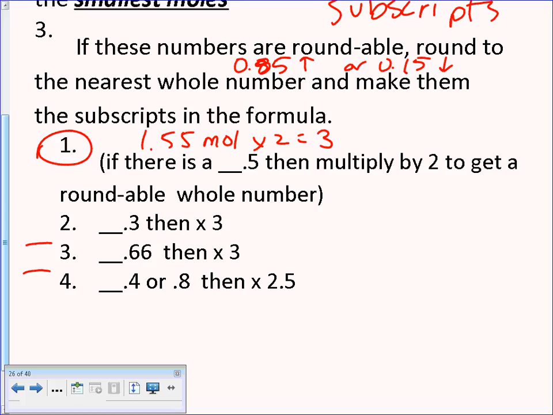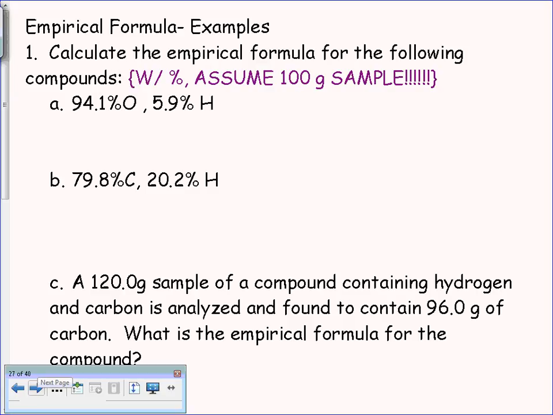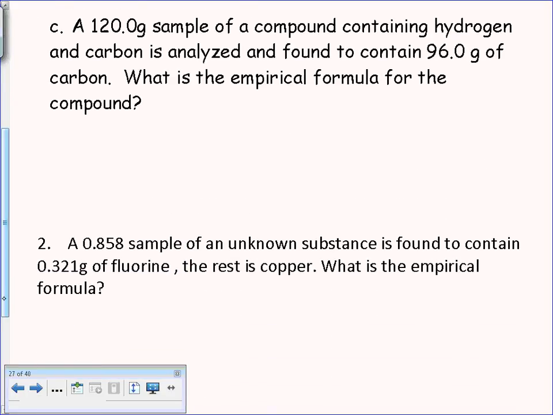So the first one we're going to do is number C on the empirical formula examples. Looking at this example, 120 gram sample. Do you guys see it on here? Everybody have this? Okay. So, a 120 gram sample of a compound containing hydrogen and carbon.